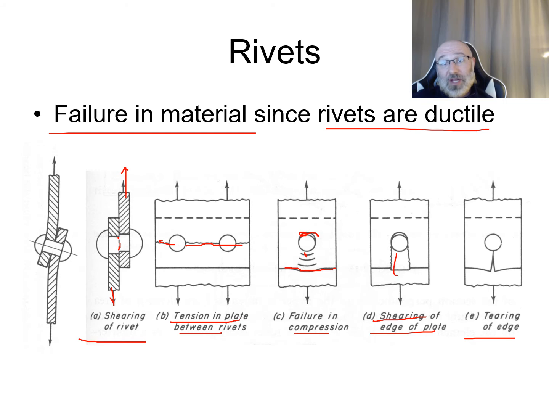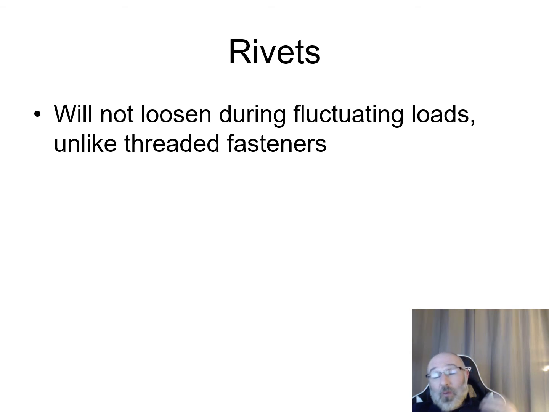So you see your shearing right here, and then you see your tearing right there as we're pulling this, and those are the rivets. Now, one of the benefits to rivets is the fact that they're not going to loosen during fluctuating loads, unlike threaded fasteners. So again, as I discussed for my project with my weight belts, this is one of the main reasons I chose to go with rivets instead of a threaded fastener, or in my case here, a spider nut and a truss-headed screw, because I didn't want it to be able to loosen during fluctuating loads.